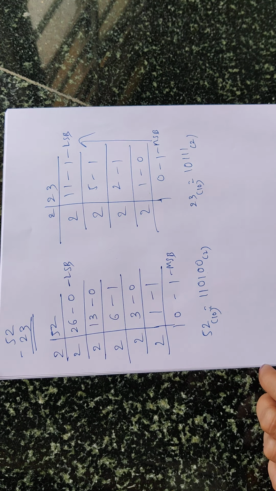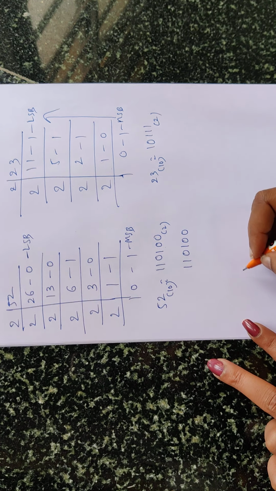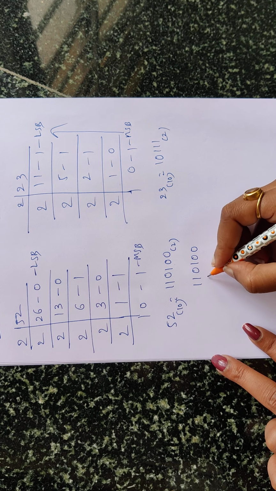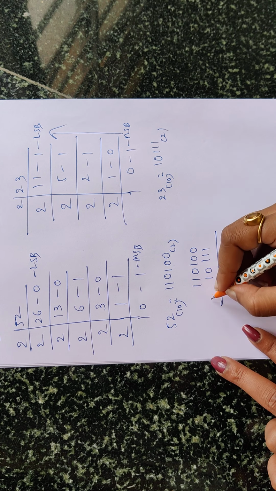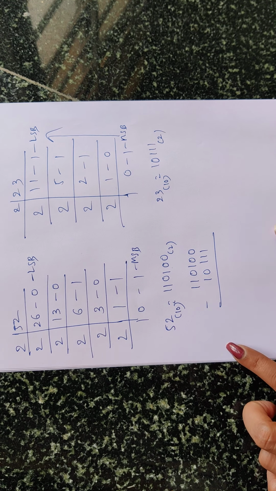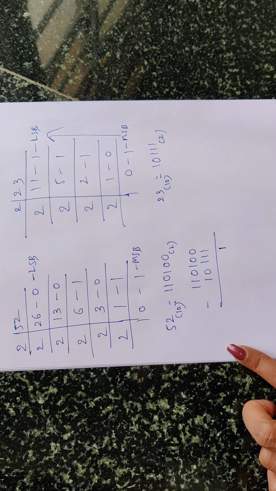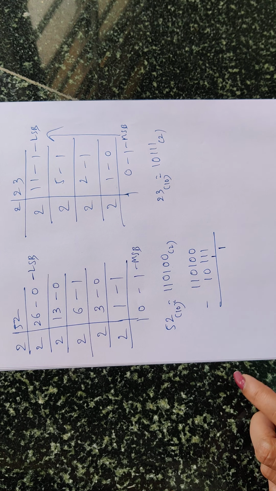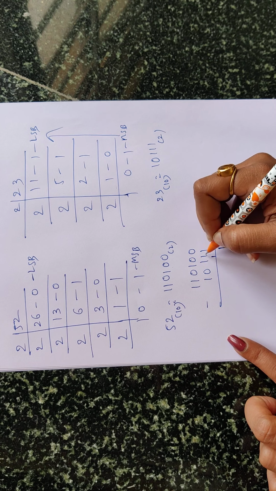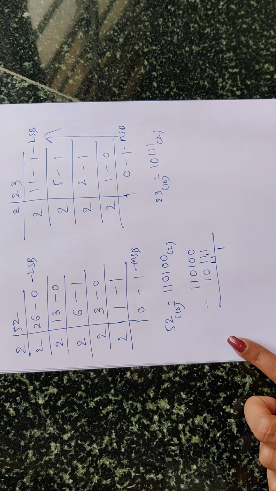Now we'll subtract. Take the 52 value, 110100, and 23, 10111. Subtract it. Done. So 0 minus 0, what is the answer? Your difference is 1, borrow is 1. Done. Next, again 0 minus 0. Borrow is 1, difference is 1.